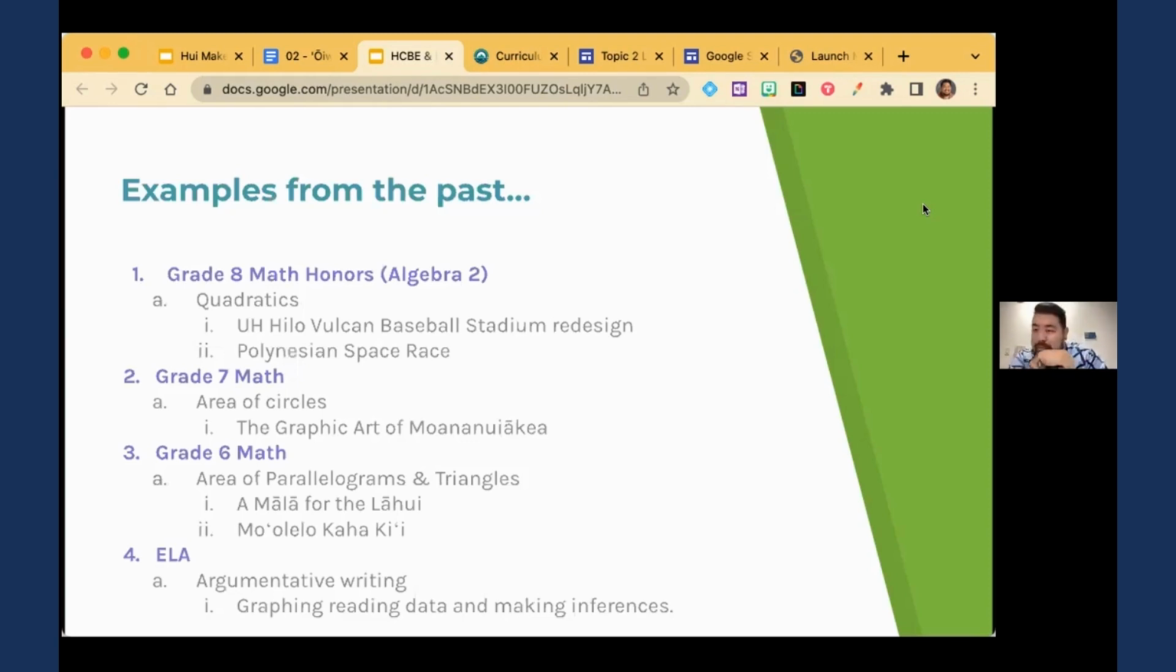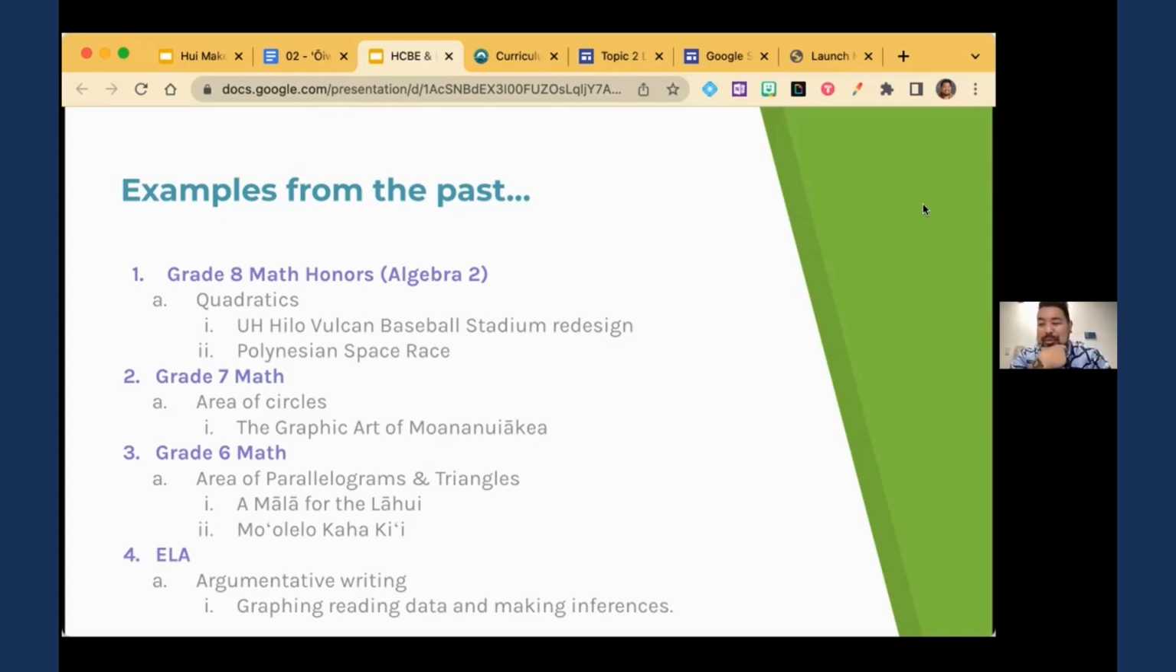Some examples from the past that I've worked on, either for my classroom or with other teachers. I did teach a grade 8 math honors a few years ago. We did algebra 2 for math honors a few years ago. My opinion, terrible idea. Don't quote me, but it was a terrible idea. So we phased it out.